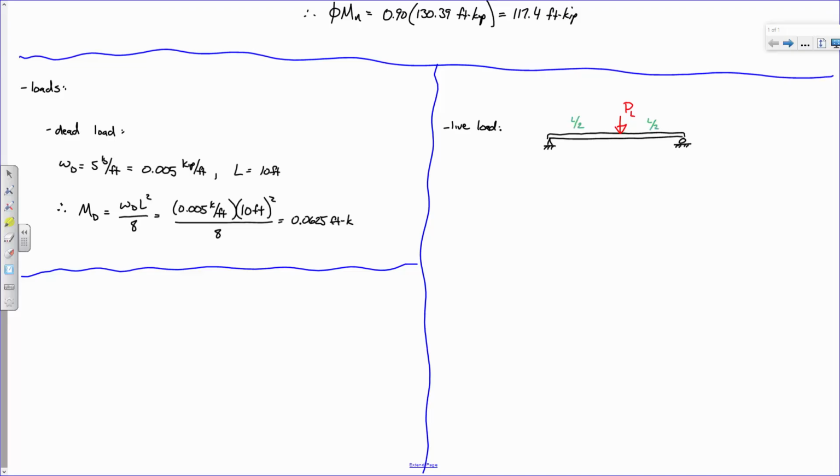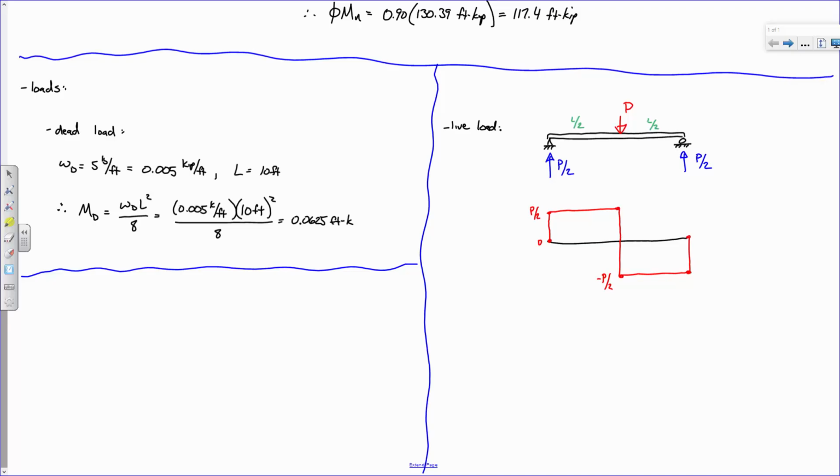That's L over 2, that's L over 2. So, actually, let me leave the subscripts off because that's going to get a little confusing. So if that's P, that makes that P over 2. That makes that P over 2, right? So what's the shear diagram look like? So we start at 0. We go up to P over 2. Constant. Drop down. Negative P over 2.